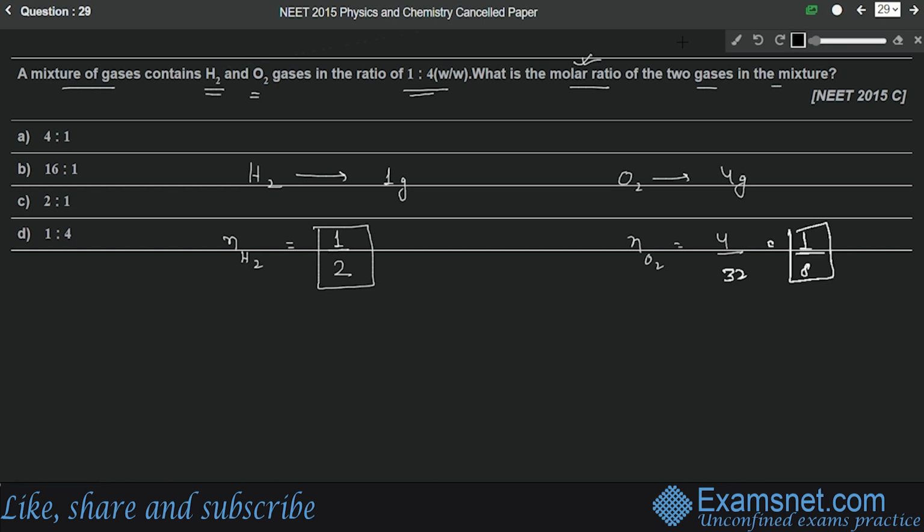Now we have to find the molar ratio. So number of moles of H2 upon number of moles of O2. 1 by 2 divided by 1 by 8. So 8 will go up. It will be 4 by 1. That means the ratio is 4:1. It is very simple. Option A will be the correct answer.